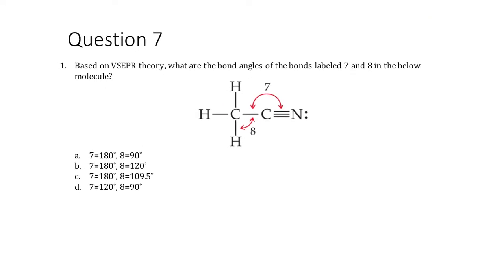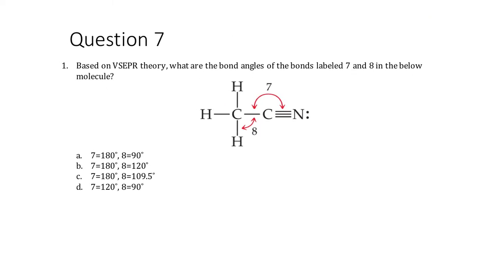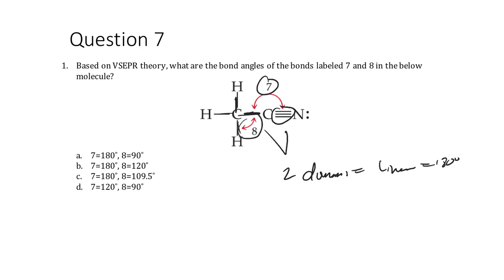Based on VSEPR theory, what is the bond angle for 7? Well, we got two domains. That equals linear, equals 180 degrees. Angle 8 looks like 1, 2, 3, 4. So this atom here is tetrahedral. That's 109.5 degree bond angles. So 8 is going to be close to 109.5, 7 closest to 180.